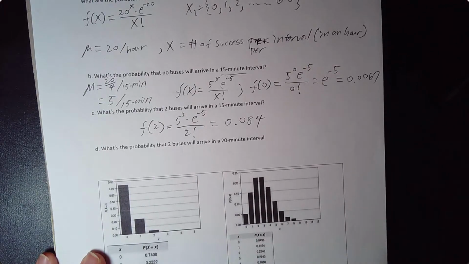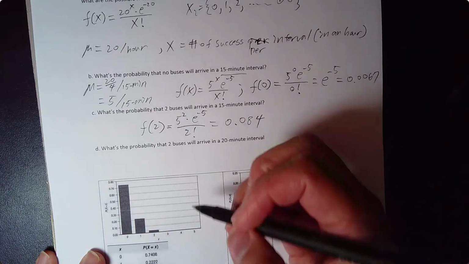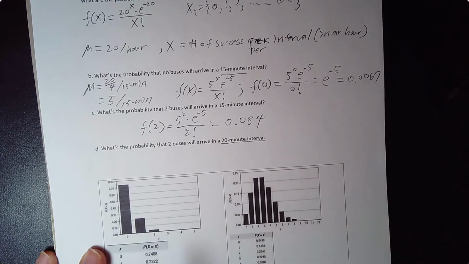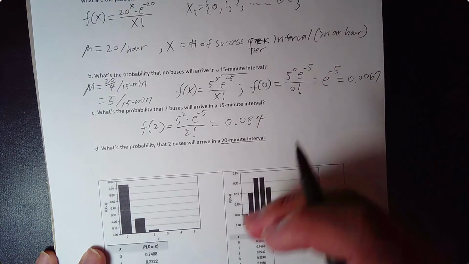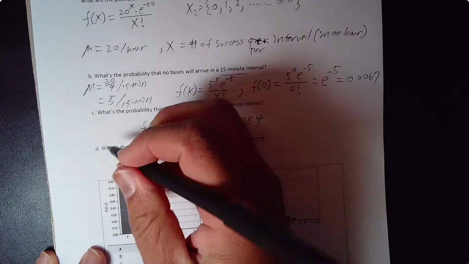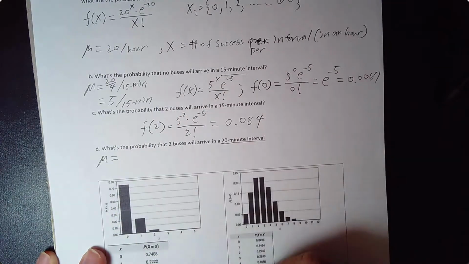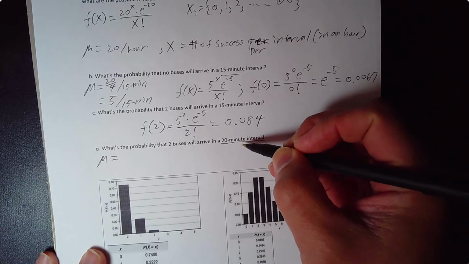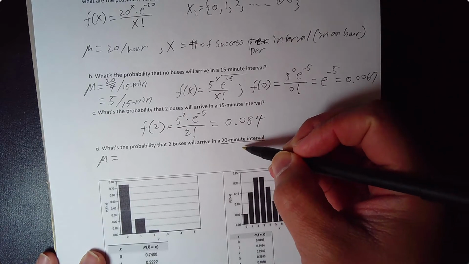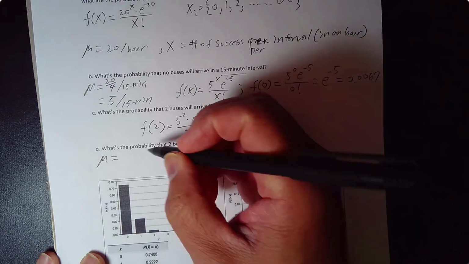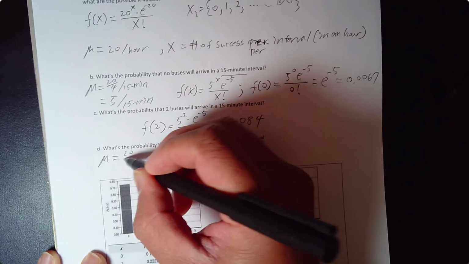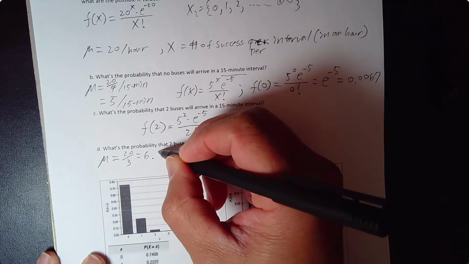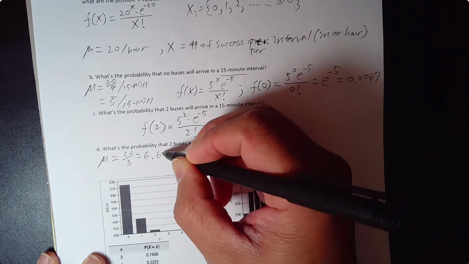All right. Now, let's look at this question. What's the probability that 2 buses will arrive in a 20-minute interval? Careful, the interval has changed. We went from 15 minutes to 20 minutes. So we need to adjust our mu to 20 minutes. You ask yourself how many 20-minute intervals are in an hour, and that is 3. So I need to divide the original 20 by 3, and I get 6.66667. Let me just round to 6.67.